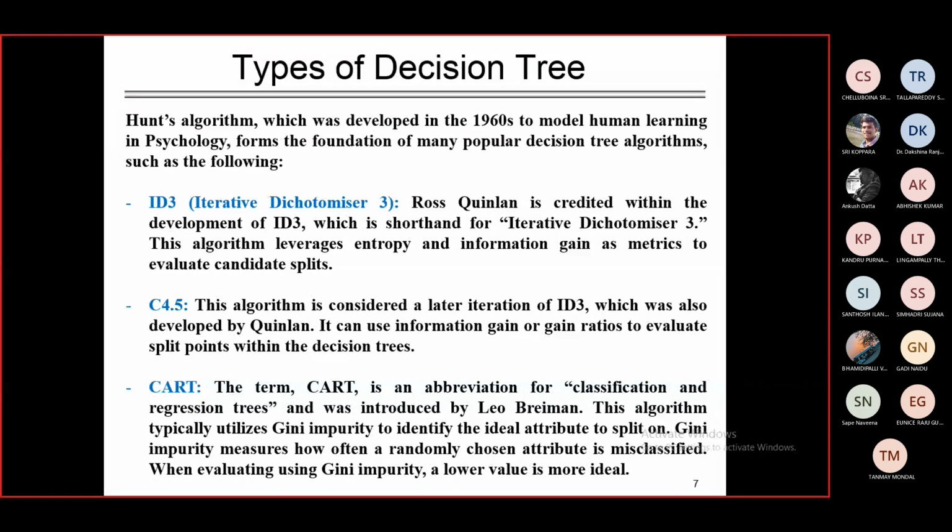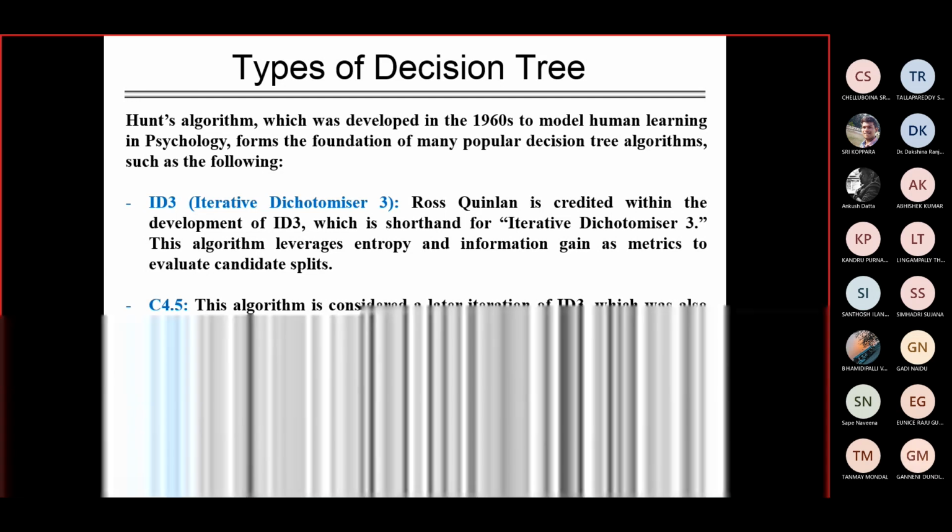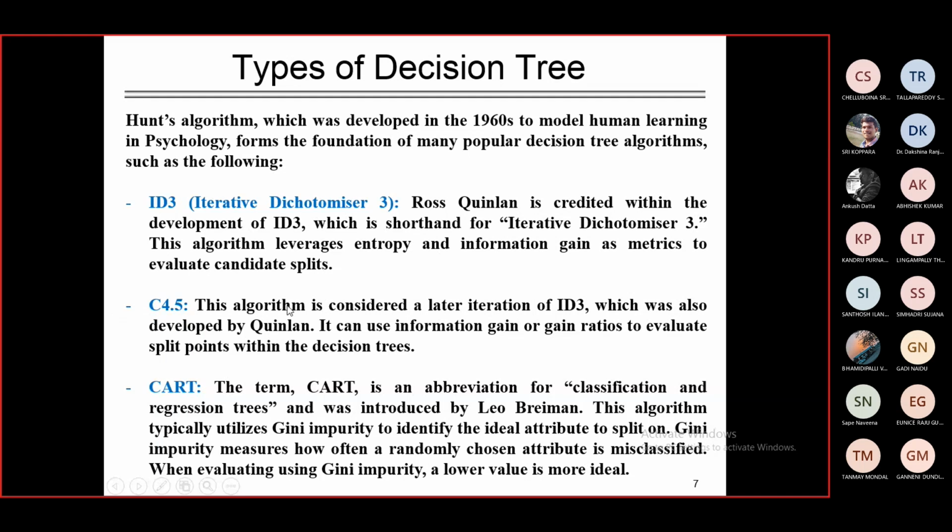Now here we will look at this slide. We will look at the different types of decision tree. In 1960, the Hunt algorithm was developed in order to model human learning, and this forms the foundation of many popular decision tree algorithms such as ID3, C4.5, and CART. Okay, so these are the different variants of decision tree. Each one has its own advantages and disadvantages.